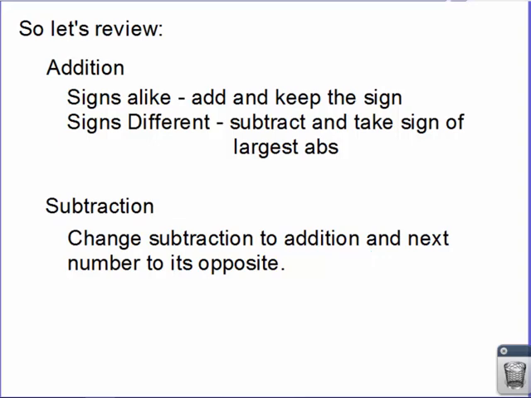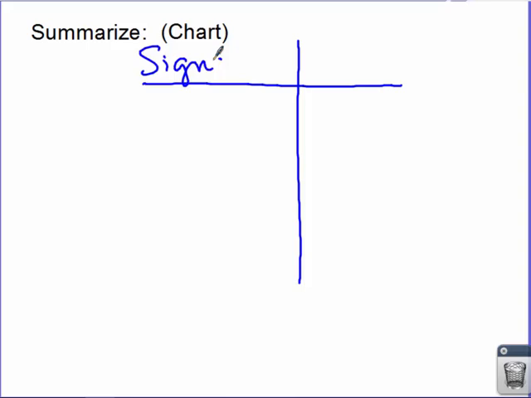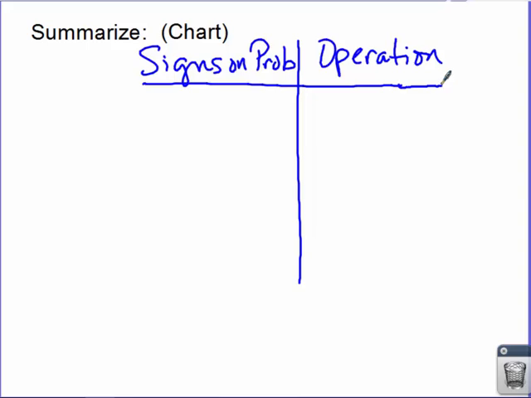Well, today what I want us to look at is multiplication. First, we're going to summarize what we did in a chart real quick. We're going to create a little chart that looks something like this. The chart's going to say signs on the problem, and this other side's going to say operation. So we're going to summarize the addition and subtraction rules in a chart.